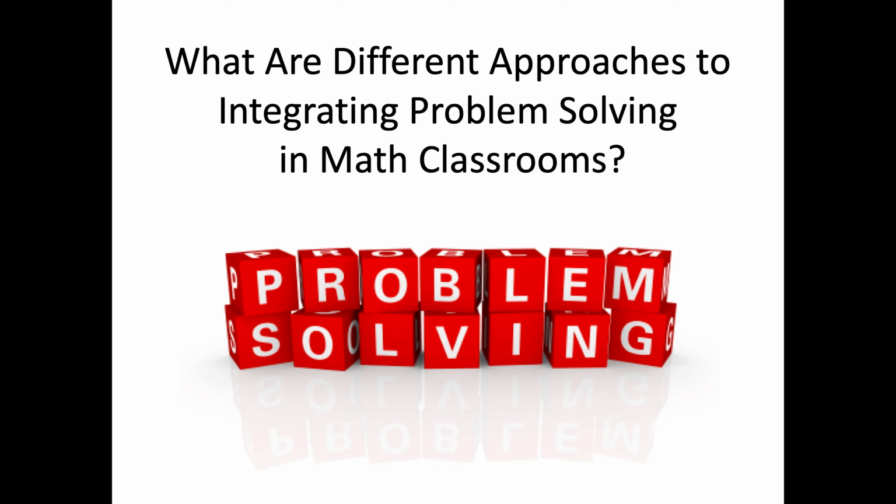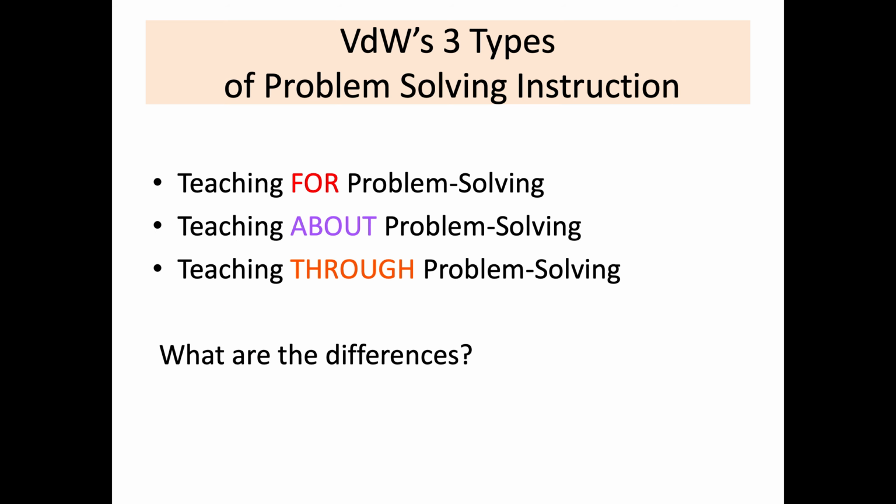And when we think about this in a classroom, what does it start to look like? In Chapter 3, Van de Walle gives us 3 different versions of problem-solving instruction in classrooms and labels them in 3 different ways. He talks about teaching for problem-solving as one approach, teaching about problem-solving as a second approach, and teaching through problem-solving as a third approach. And so, looking at Chapter 3, let's take a look at the differences of how teachers implement these in the classroom.